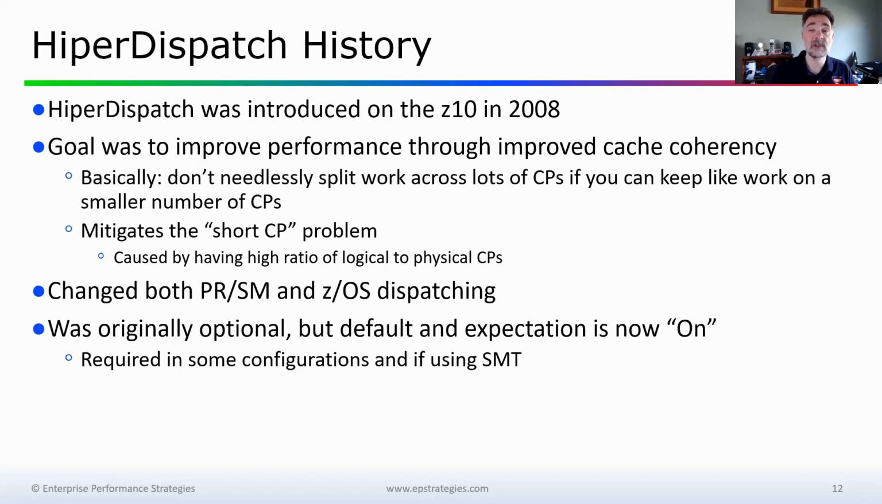HiperDispatch did involve changes to both Prism and z/OS dispatching. This was originally optional, but the default and the expectation now is on, and in certain configurations, if you're using SMT, it's required. So the expectation is certainly on today. The vast majority of the LPARs we look at have HiperDispatch on. I think it's been a little while since I've seen one with HiperDispatch off.